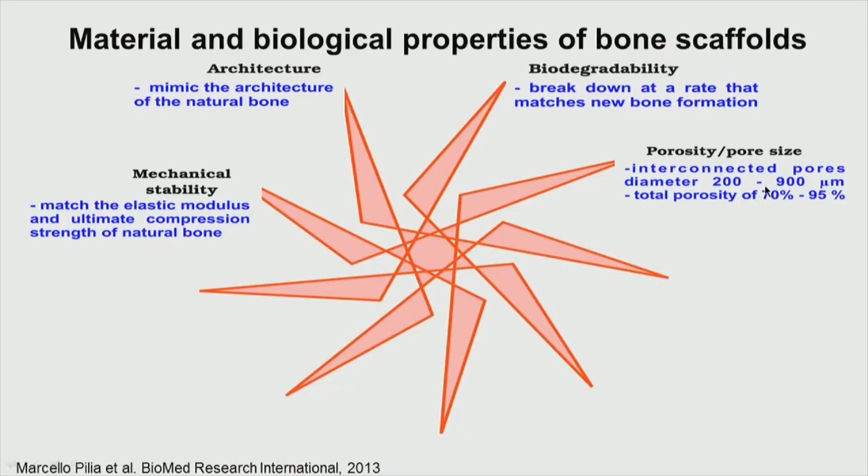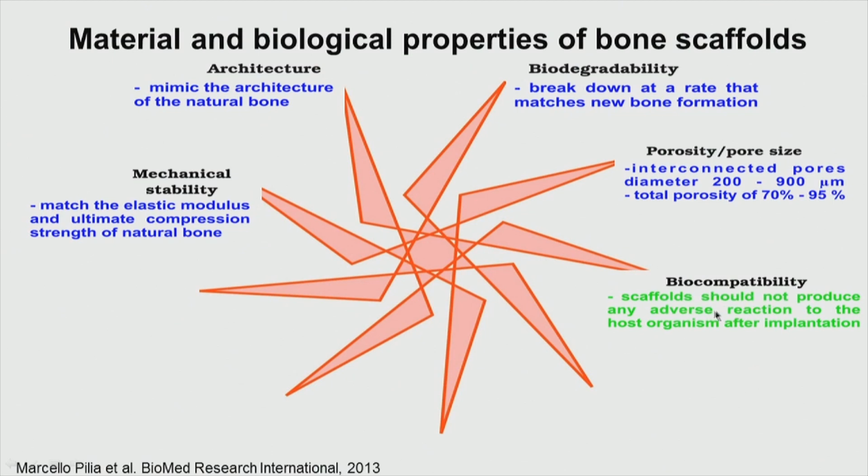Next is porosity. You need to have a lot of pores, and they should be interconnected, because we are talking about the blood flow and so many things, ion flow. So porosity should be around 70 to 95%, the diameter of the pore should be 200 to 900 micron, and they ought to be interconnected so that the tissues can grow nicely, and that is very, very important. Next, biocompatibility. Of course, they should not produce any adverse reaction to the host organism. We have talked quite a lot about biocompatibility.